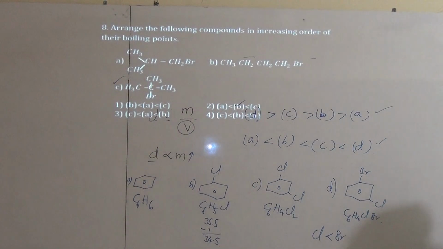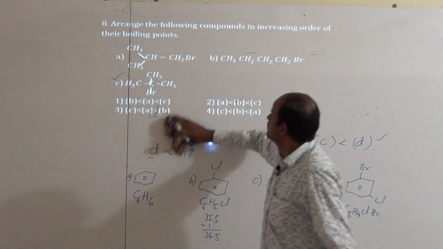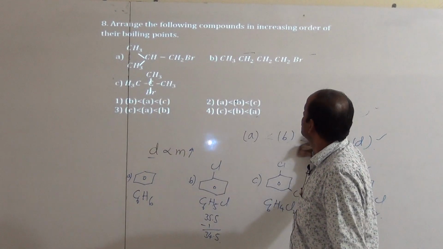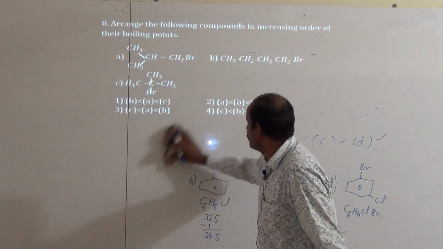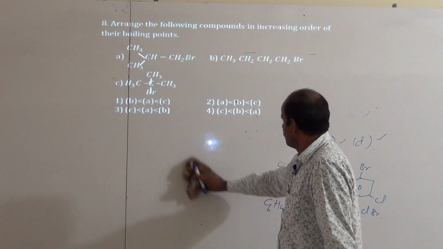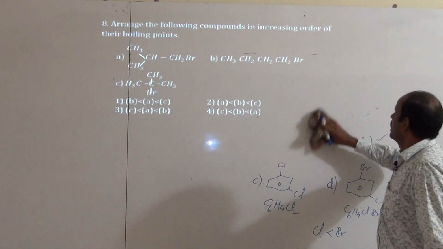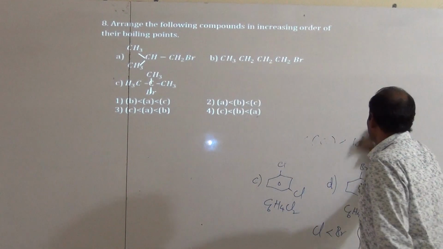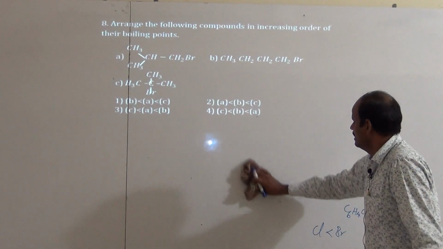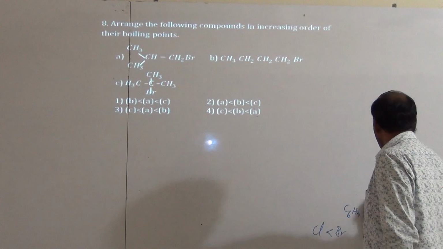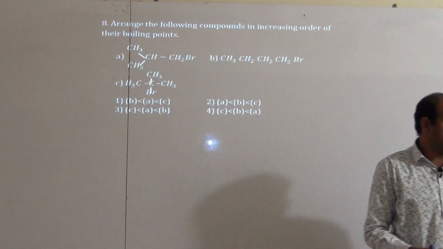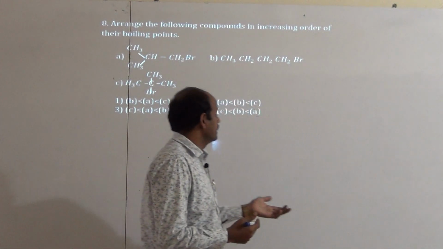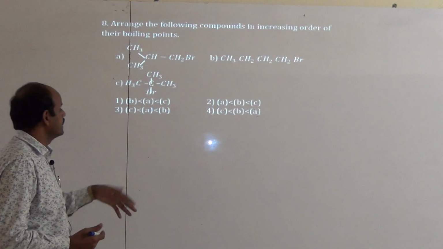Next bit. Arrange the following compounds in increasing order of their boiling points. They are given the boiling points. Generally, as the carbon chain of alkyl halides increases, the boiling point also increases, because the molecular mass increases. But as branching increases, the boiling point decreases.